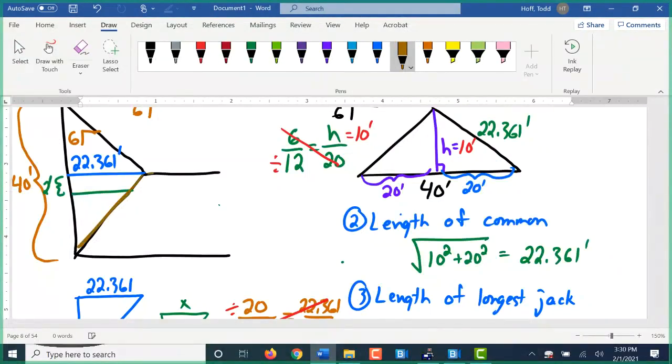This one here or the one up here? For the common, yeah, that one. Your top rafter board, your ridge beam? Yeah. Very good question. It involves actually what I was going to bring up next.